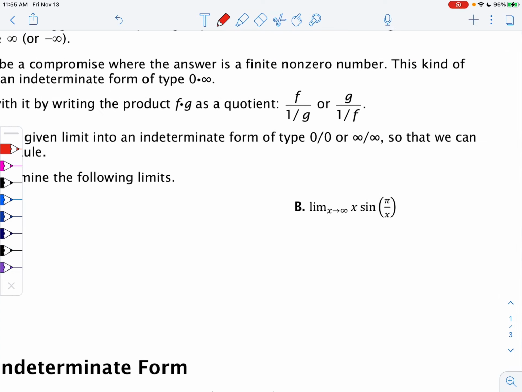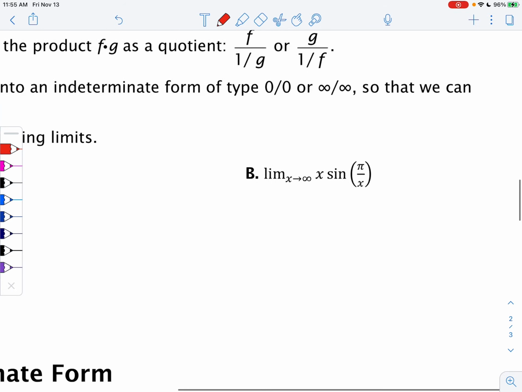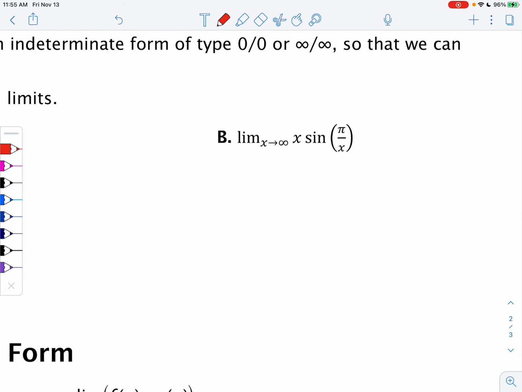All right, so let's take a look at this example here. The limit as x goes to infinity of x times sine of pi over x. If I plug in my value of infinity, x is going to infinity, and sine of pi over infinity, that is going to infinity times sine of 0, and that's going to give me infinity times 0.